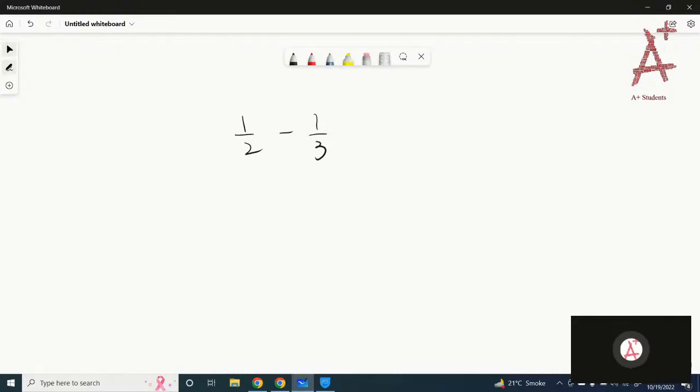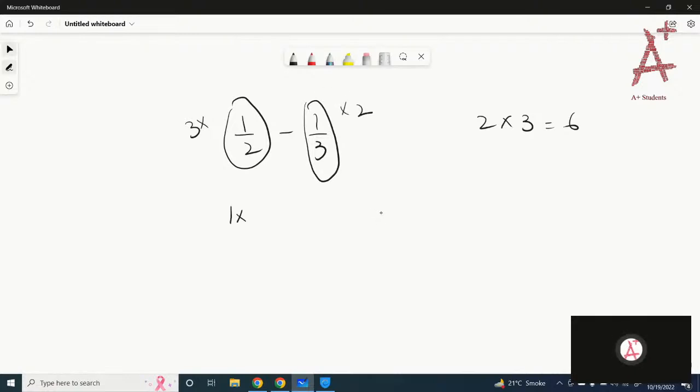So first you have to make their denominators the same. So it would be 2 and 3. The common denominator for both numbers is 6. So multiply this fraction by 3 because 2 times 3 is 6, and multiply this fraction by 2 because 3 times 2 is 6. So just do 1 times 3 divided by 2 times 3 minus 1 times 2 divided by 3 times 2. So 3 times 1 is 3 and 3 times 2 is 6, minus 2 times 1 is 2 and 2 times 3 is 6.